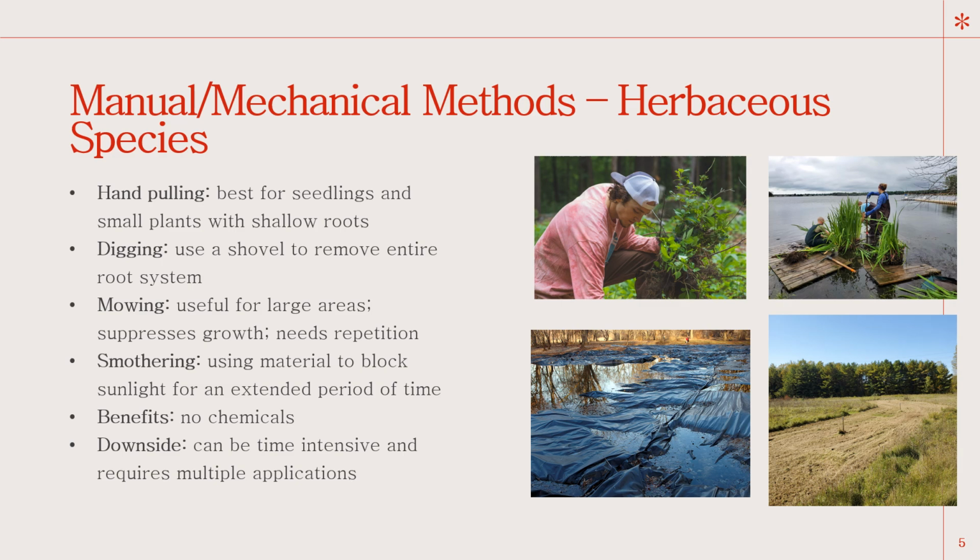A different technique is smothering. So smothering is an effective method to get rid of unwanted plants on a relatively small scale. This process involves using material to block sunlight from an area for an extended period of time.